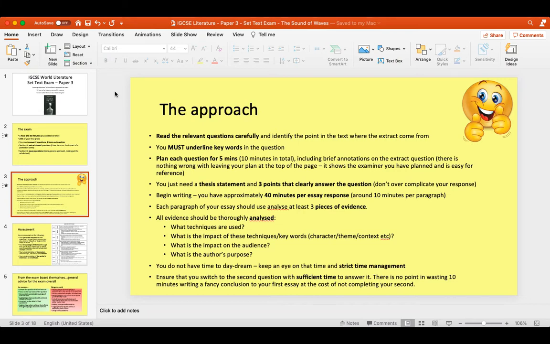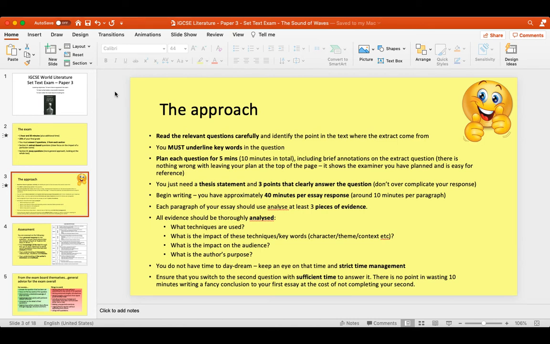Each paragraph of the essay should include evidence, of course, well-selected evidence, and remember the rules for evidence selection. It should prove your point, it should be a sensible length, and it should have nice techniques that you can analyze.